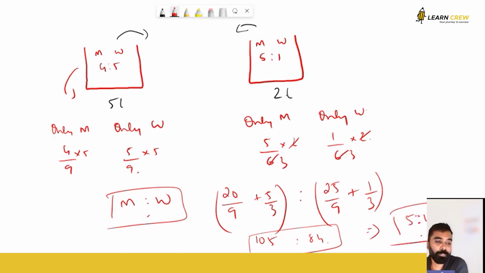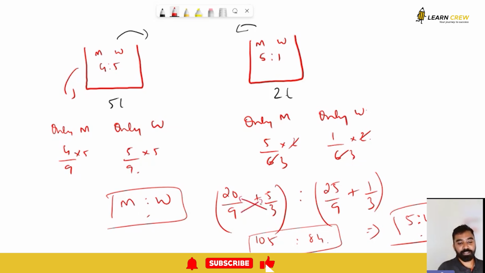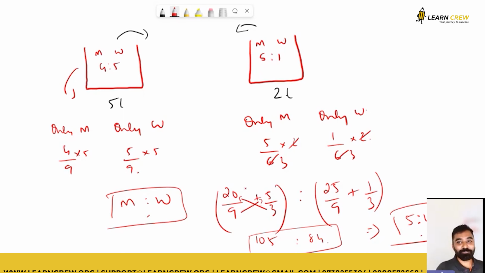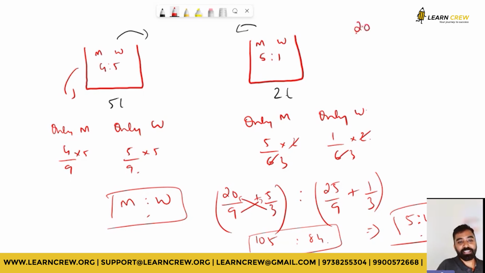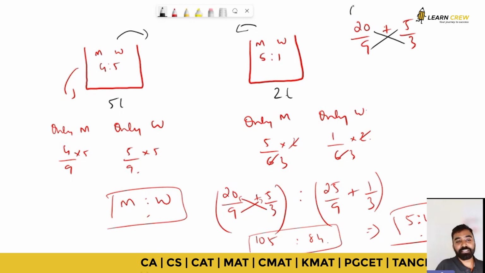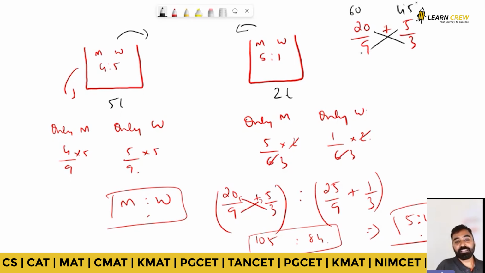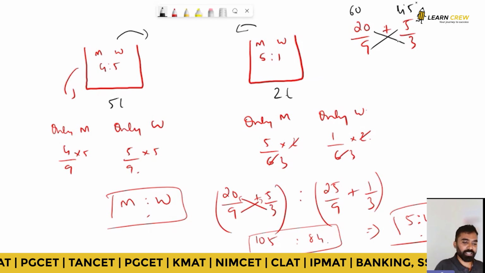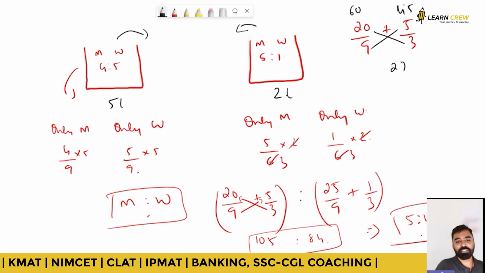5:4. Okay. Here, any doubts? Here, 20 into 3 is 60, 9 into 5 is 45, 105. Don't take LCM, you know. So 20 by 9 plus 5 by 3. Whenever you get these kinds of things, cross multiply and add. This becomes 60 and this becomes 45 and this becomes 27 or something, right? This becomes 27. I'm not interested in that.